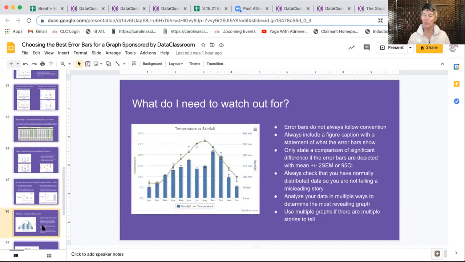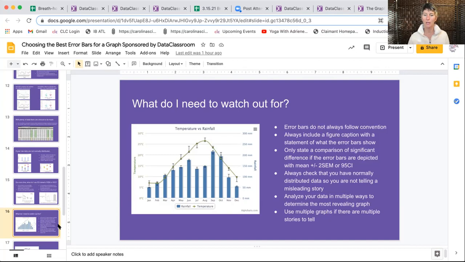The last thing to think about is, be careful when looking at error bars. Don't make an assumption that anybody is using the accepted conventions, because those change between different groups of science and math, and those conventions are not always followed. So they need to make sure that they always report what it is that they're doing, either in a key or in a figure caption or directly on the graph, and to only state comparisons of significance when they're using two standard errors of the mean or the 95% confidence interval for their sample groups.